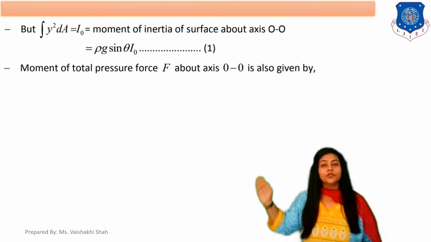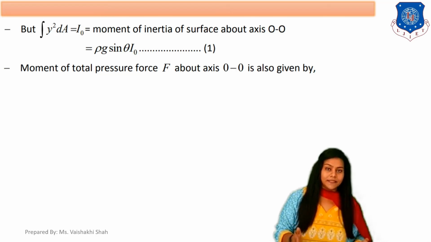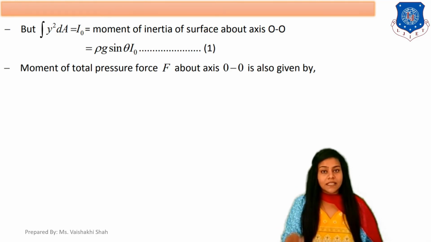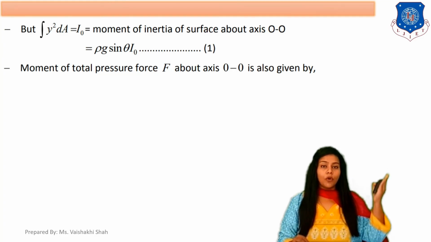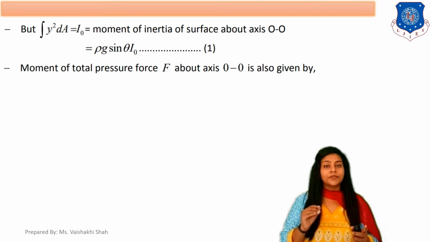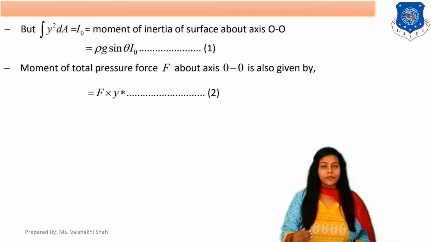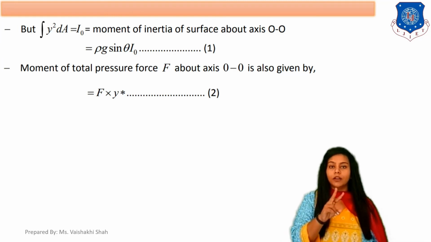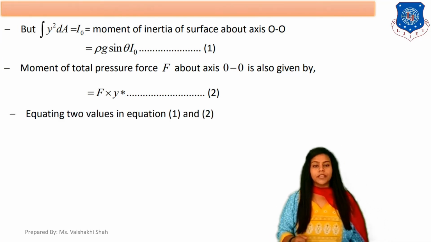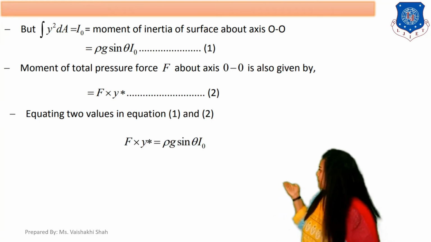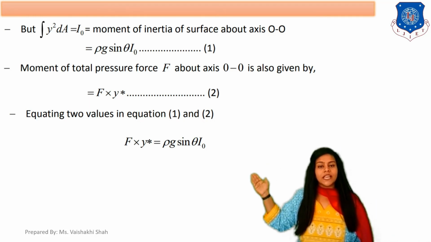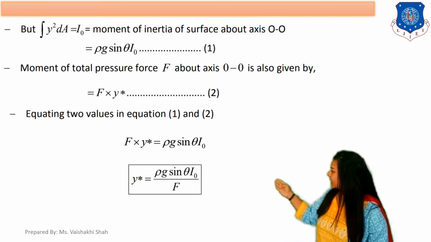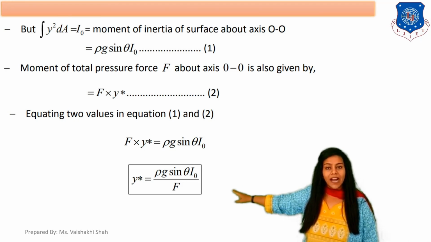Now the moment of the total pressure force F about the OO axis. The total pressure force is acting from the center of pressure, and the distance of the center of pressure from the OO axis is y star. So the moment about the OO axis is F into y star. This is your equation number 2. Now equating equation number 1 and 2, you get F into y star equals rho g sin theta into I0. Making y star the subject, y star equals rho g sin theta I0 divided by F.